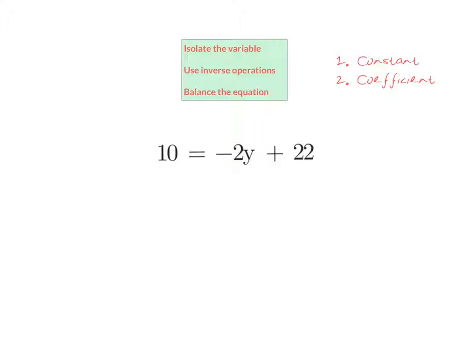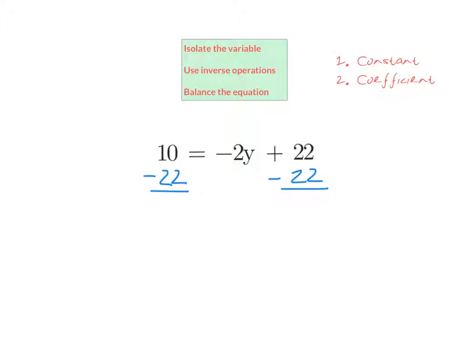In my final example, I have the equation 10 is equal to negative 2y plus 22. I'm still going to isolate my variable, and on the side of the equation with my variable, I have two terms. So I'm going to take care of the constant term first, and then the coefficient that is next to the variable. So the first thing I do is look on the side of the equation with the variable. I have addition going on that side of the equation. I undo addition with subtraction. So I subtract 22 from both sides of the equation.